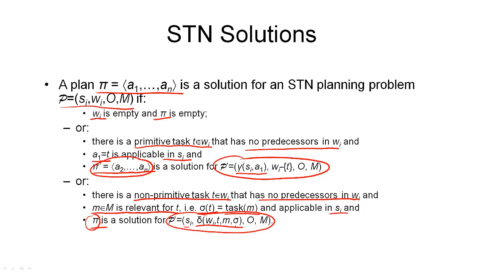What we have here are three alternative cases, namely the task network is empty, which means there is no first task in the network, or the task network has tasks that are first in the network, and they can be either primitive or non-primitive. One of these three cases must always hold. So one of these three branches in the definition is always applicable. And as I said before, the algorithm that we will see for solving STN planning problems will closely follow this definition.